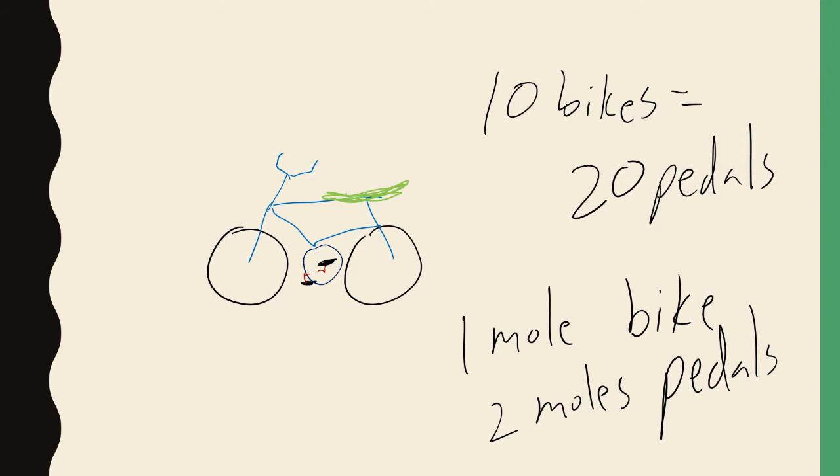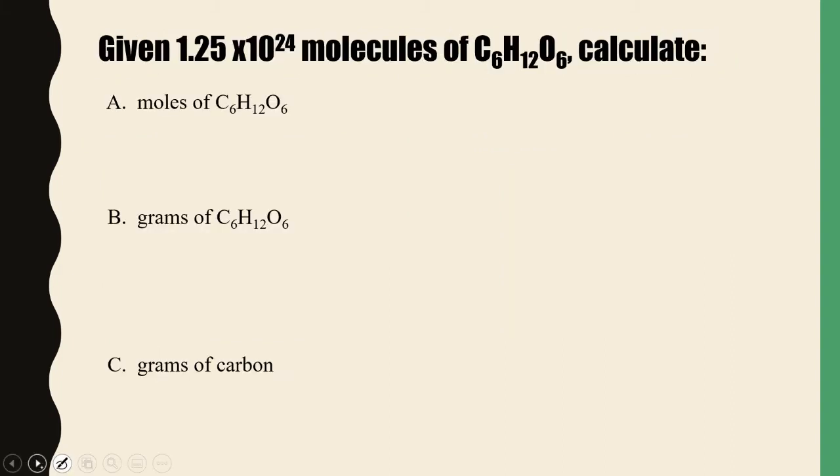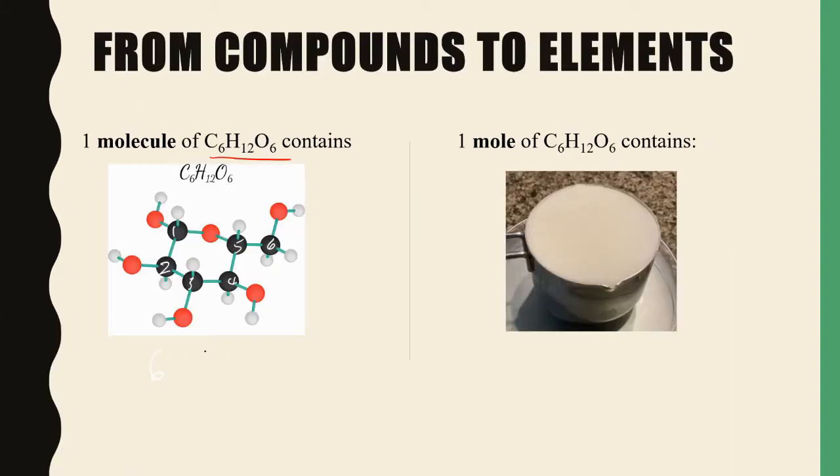Another way to think of it with molecules is every bike has 2 pedals. So if you have 10 bikes, you have 20 pedals. And if you have a mole of bikes, then you'd have 2 moles of pedals. The point of that is if we're looking at a molecule of sugar, C6H12O6, then that molecule contains 6 carbon atoms. So for every molecule of this, we have 6 atoms of carbon.